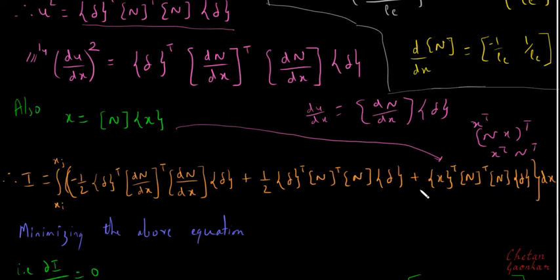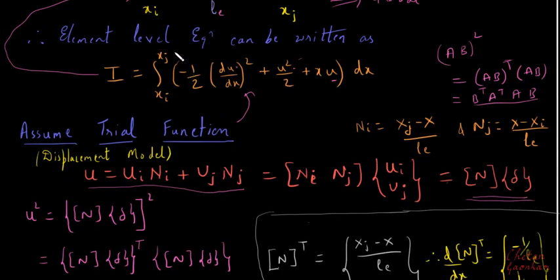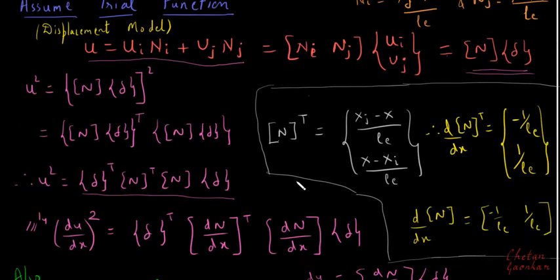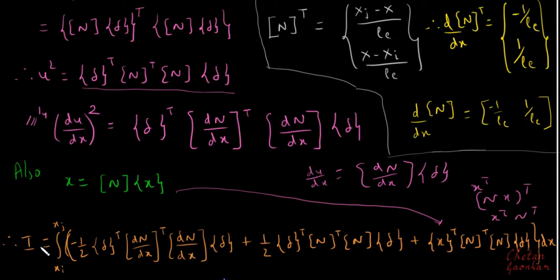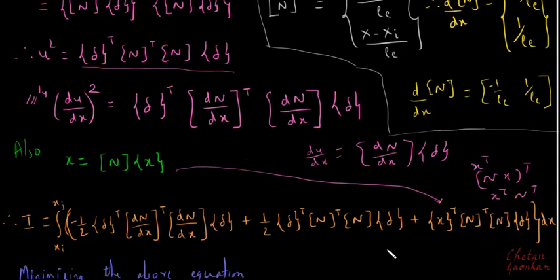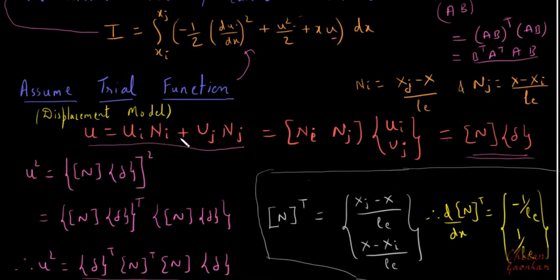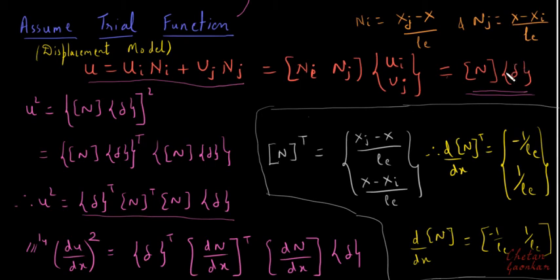So this is how I have been able to rewrite this equation in terms of all the matrices. And then I know that once I get this equivalent functional, in order to obtain the unknowns, I need to minimize this equivalent integral functional with respect to the unknown parameters. In this case, the unknown parameters are these terms ui and uj, which in compact form were written in terms of delta.